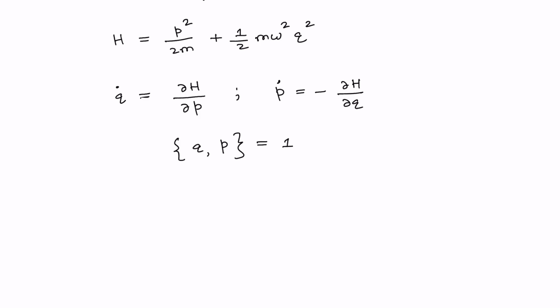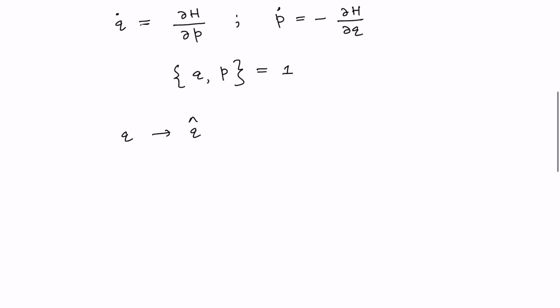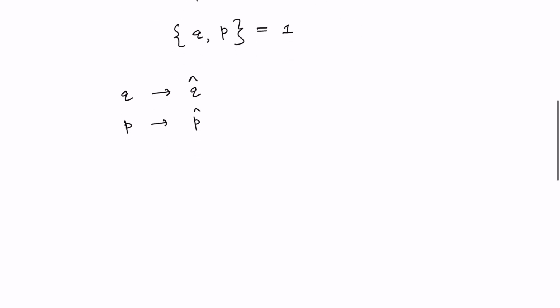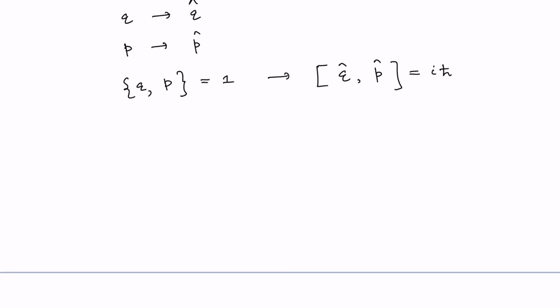Now to go to the quantum regime, we need to replace these canonically conjugate variables q and p by their corresponding operators. q is going to be replaced by the operator q cap and p is going to be replaced by the operator p cap, and this Poisson bracket {q, p} equal to 1 is going to be replaced by the commutation relation between these operators, the commutator [q, p] equal to i h bar, and then it is straightforward to quantize this harmonic oscillator.